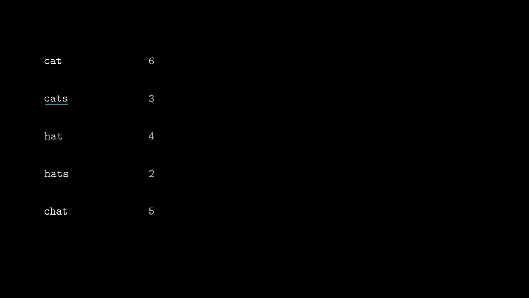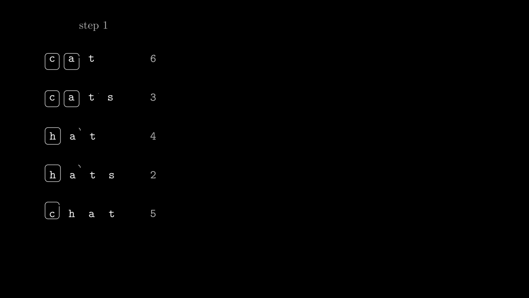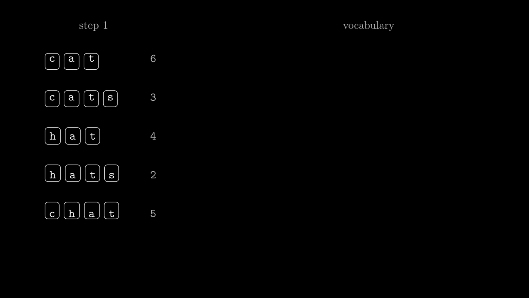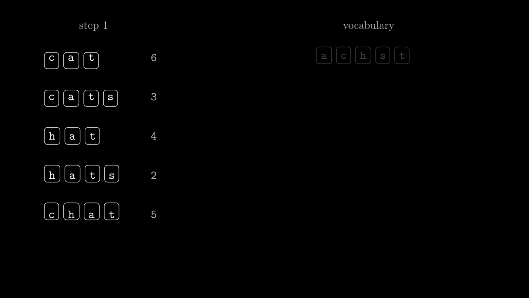Here's the whole algorithm in one picture. A corpus, 5 words with counts. Cat, 6 times. Cats, 3. Hat, 4. Hats, 2. Chat, 5. Step 1. Split every word into characters. Our starting vocabulary is just the letters A, C, H, S, T.